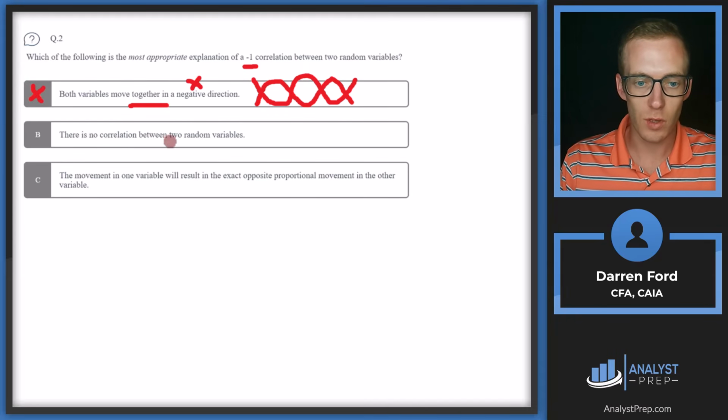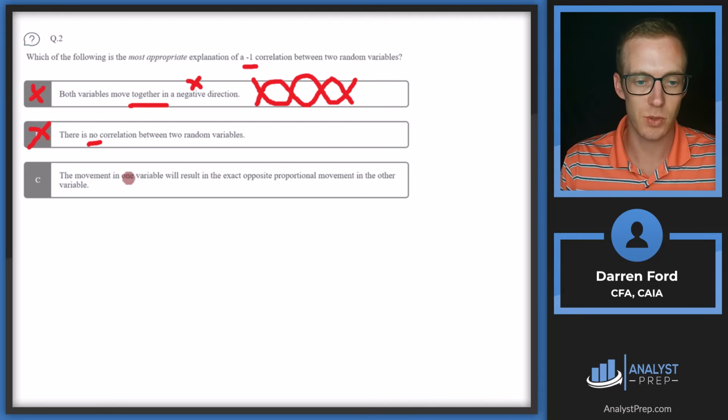B, there is no correlation between 2 random variables. So they're actually highly correlated. They're just moving in opposite directions. If there was no correlation, that would be a 0 correlation. So we can rule out B as well. So let's make sure we can choose C.